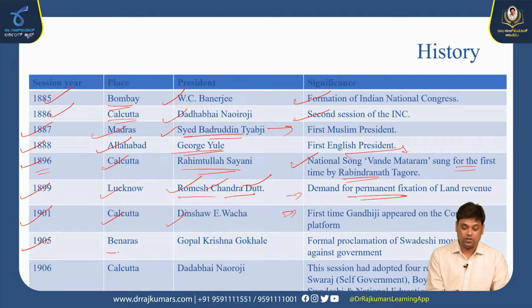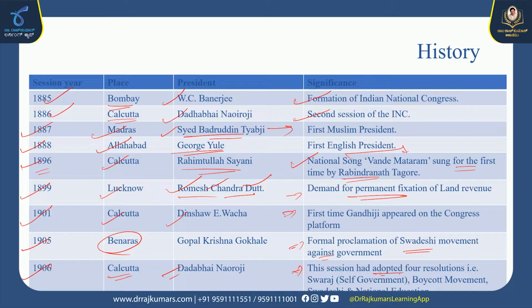1905 Benares Congress session, Gopal Krishna Gokhale, formal proclamation of the Swadeshi movement against the government. So the 1906 Calcutta Congress session was presided over by Dadabhai Naoroji. This session adopted 4 resolutions: Swaraj, self-government status for Indians; boycott movement, boycotting all foreign goods; Swadeshi, adopting Indian-made goods; and national education, boycotting government schools and colleges and adopting national schools and colleges.